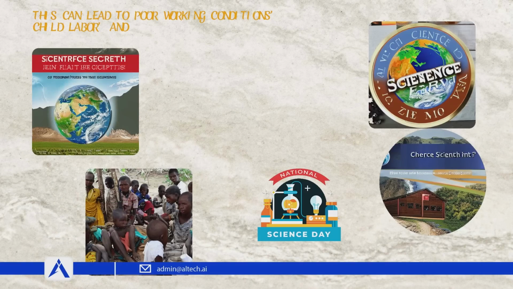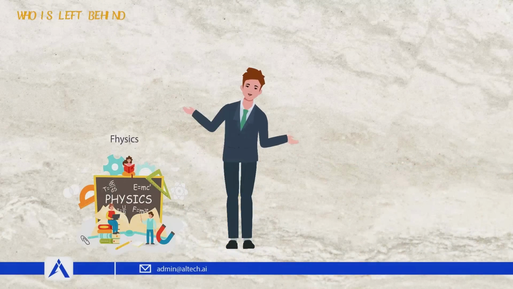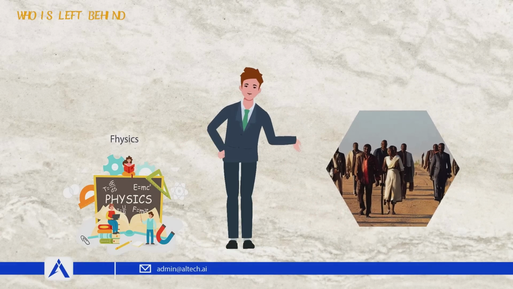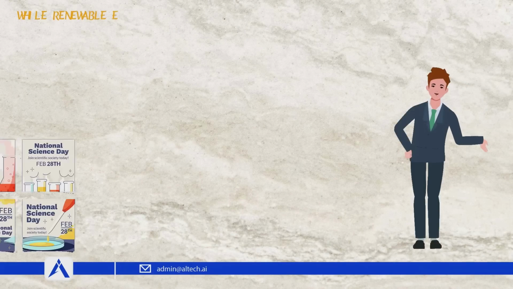This can lead to poor working conditions, child labor, and environmental degradation. Additionally, the construction of large-scale renewable energy projects can often lead to the displacement of indigenous communities and their livelihoods. This raises questions about who benefits from these developments and who is left behind.